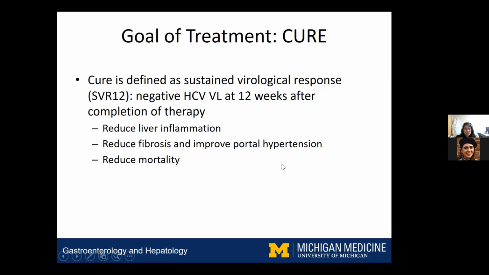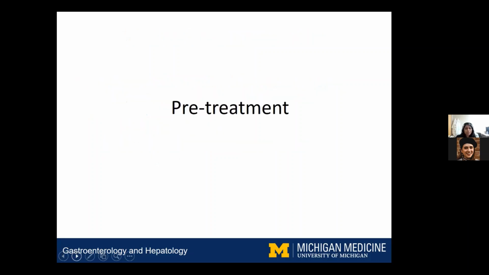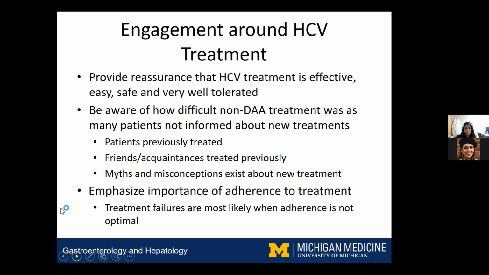And what we do know is associated with the cures: reduced liver inflammation, reduced fibrosis or scarring in the liver, which can lead to improvements in portal hypertension, which are late complications of having a lot of scarring, or what we call cirrhosis, and a reduction in mortality. And I think these are really important factors as to why we want to think about treating all of our patients with hepatitis C, to reduce these complications from ever developing or reduce them from where they currently start before treatment. So we're going to start by talking about pre-treatment assessment.